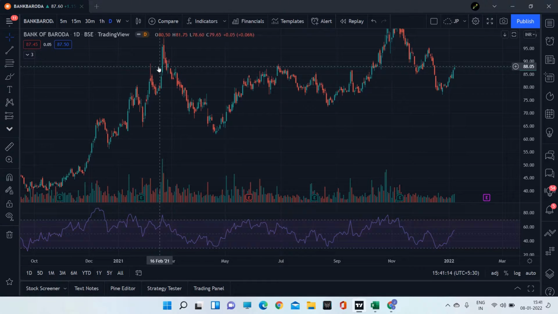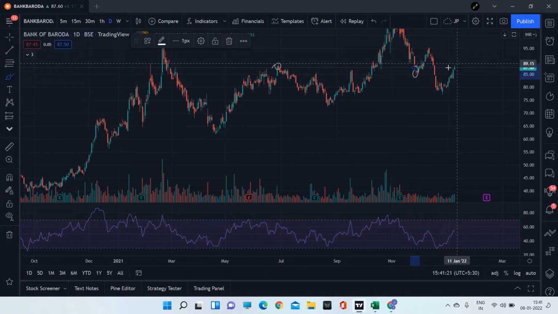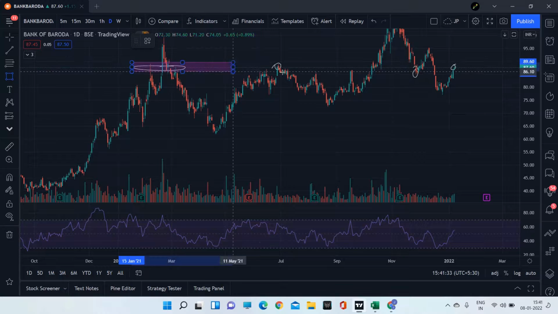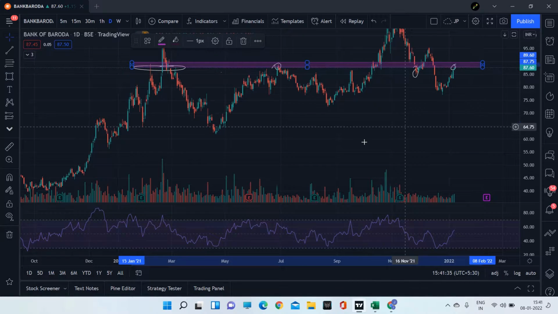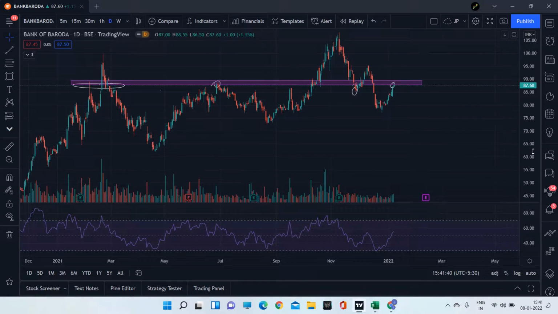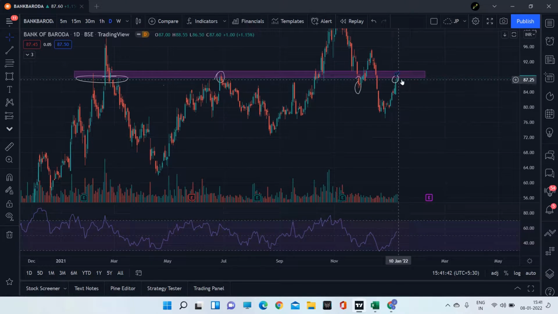Now I see here's this 1, and here's this 2, and currently 3, and this one right over here, this entire zone. I see this as a strong resistance. So I'll take a rectangle and draw a zone here. Now we see that this is a resistance zone. Why resistance zone? Because the stock is currently trading below this marked zone. So this is a resistance zone.